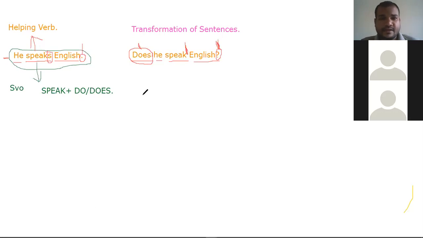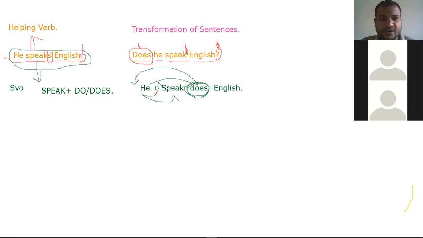So for example, if you follow this rule, the sentence would be like this: He plus speak plus does plus English. This was the structure. So to make an interrogative sentence, what you need to do is exchange the subject and helping verb places. We need to replace the subject with the helping verb. Generally this form is included in the main verb. We are just bringing it out.